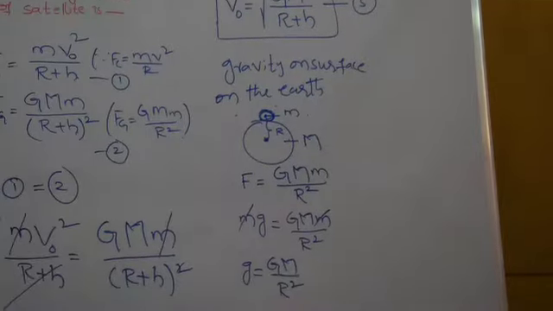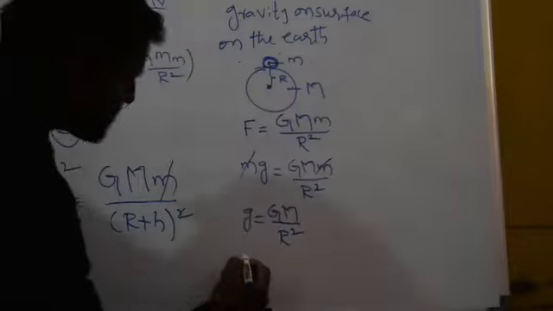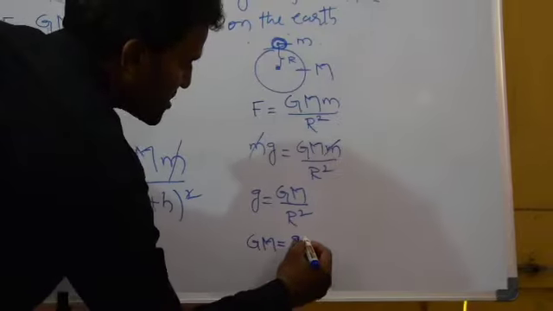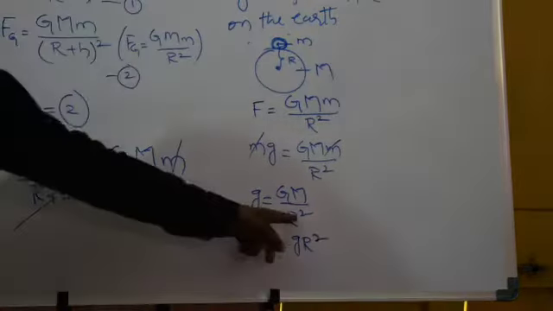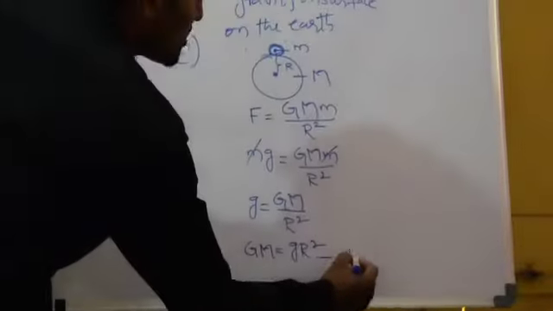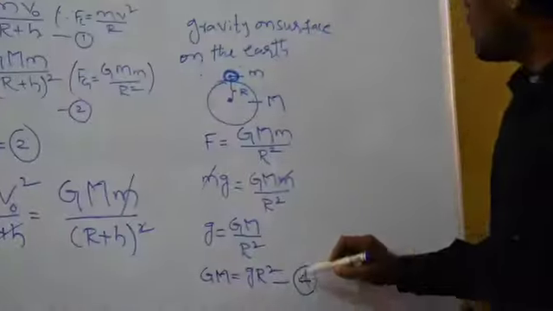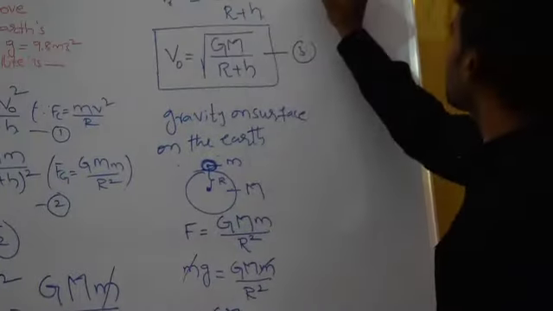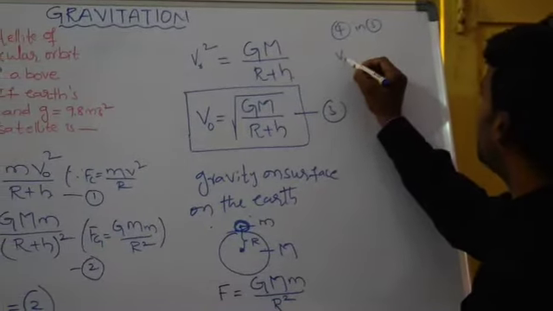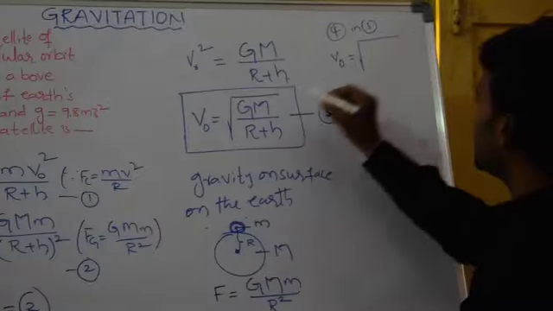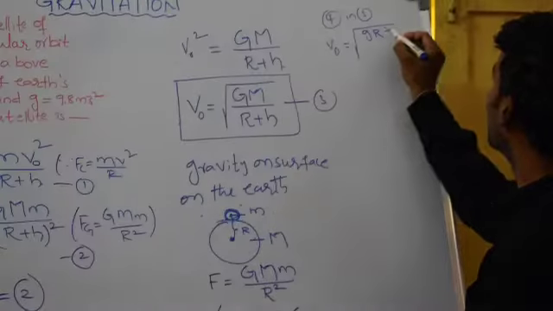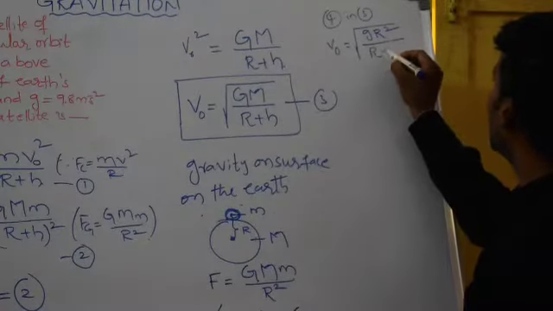Gravity on the surface of the earth. Now according to this equation I can write capital G M is equal to g R square. This R square I am taking left hand side, so G M is equal to g R square. It is equation number 4. Substitute equation number 4 in equation number 3, if I substitute it, V naught is equal to under root of capital G M, which is g R square, divided by R plus H.